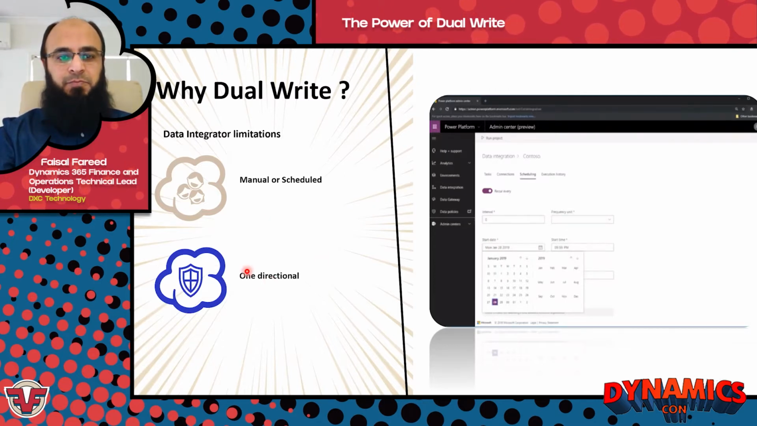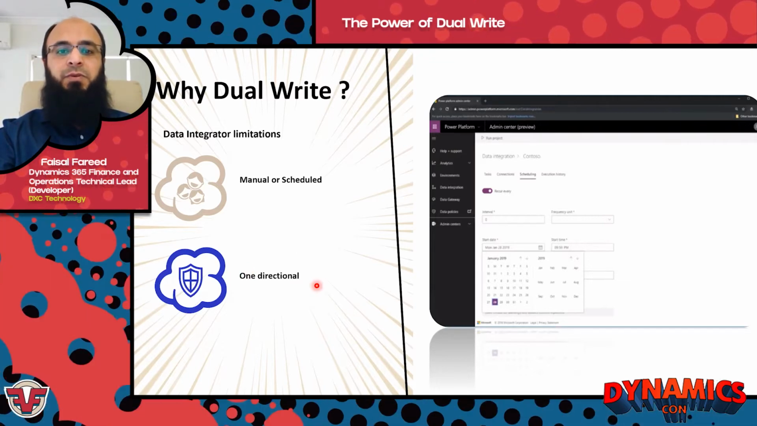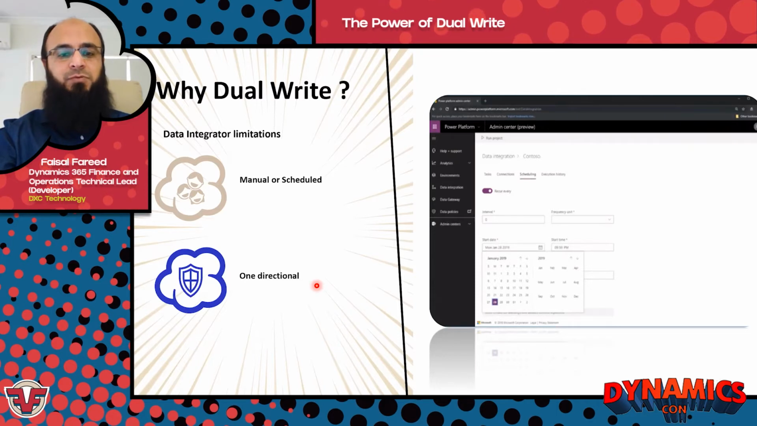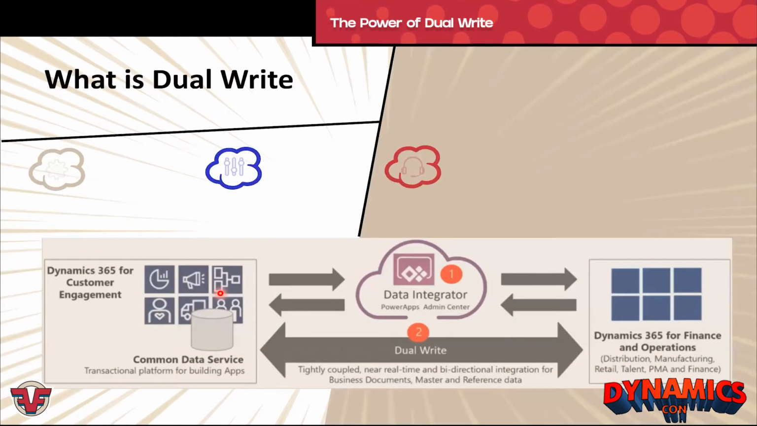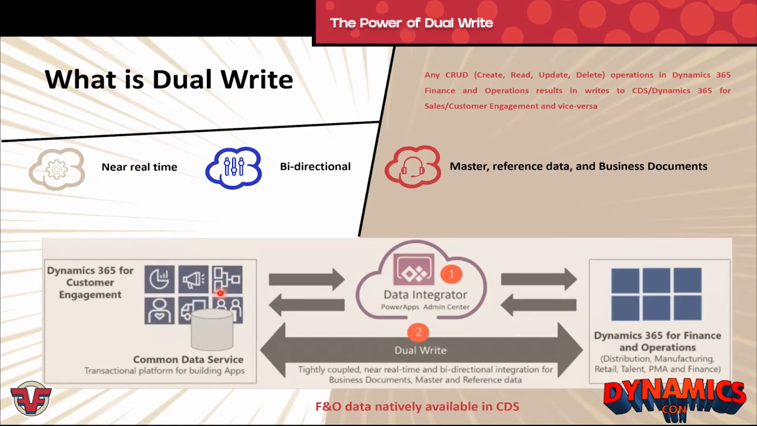Another limitation of Data Integrator is that it is one-directional. It always works from Finance and Operations to CDS. You cannot move data from CDS to Finance and Operations. It is a one-directional thing. So these are the limitations of the Data Integrator. And now we need to understand what dual write is.